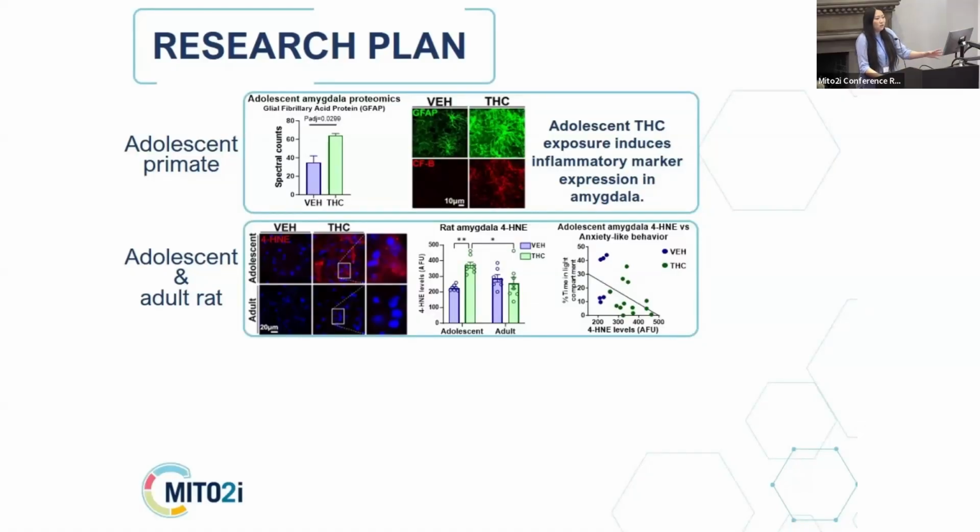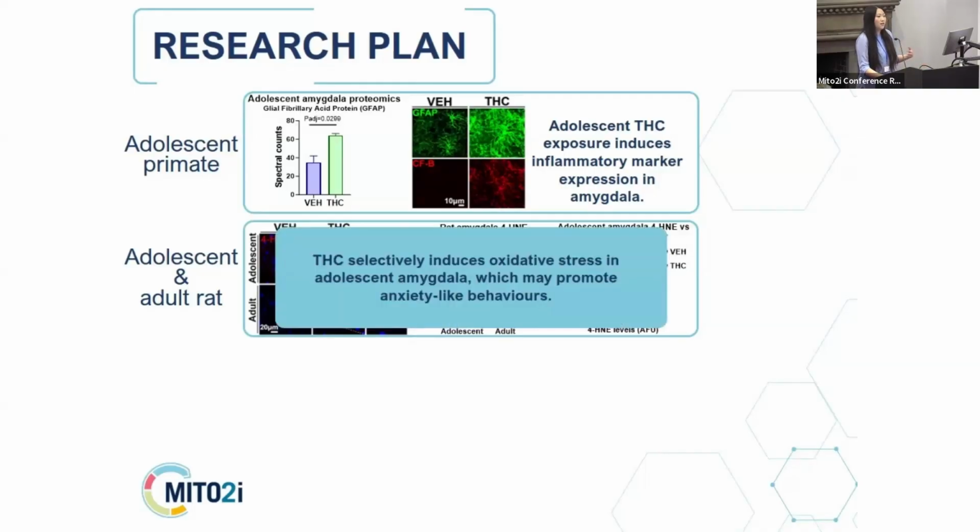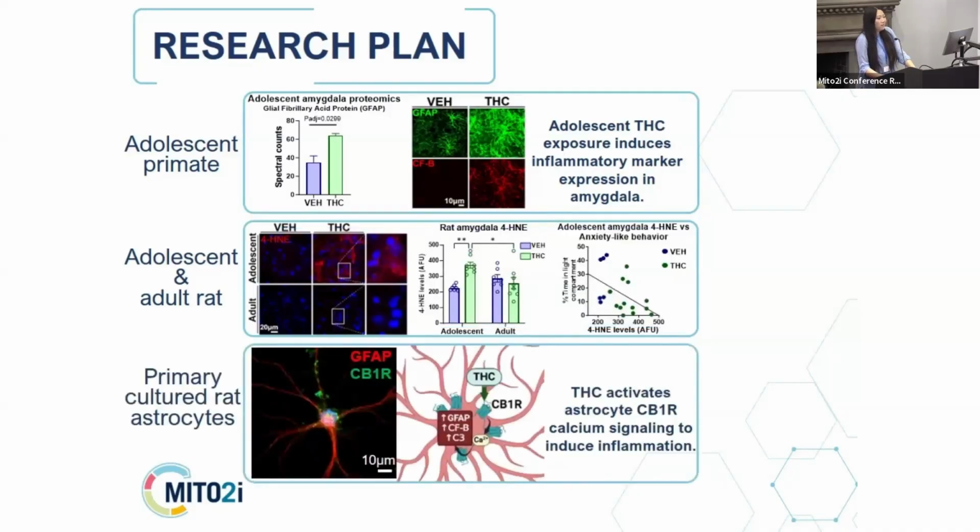And furthermore, the level of oxidative stress also correlated to anxiety-like behaviors, such that higher levels of oxidative stress correlated to higher levels of anxiety-like behavior. So with this, we concluded that THC selectively induced oxidative stress in the adolescent amygdala linked to anxiety-like behaviors. And finally, in the primary cultured rat astrocytes, here we determined a mechanism where THC directly activated astrocyte CB1 receptors and intracellular calcium signaling cascades to mediate these inflammatory responses.